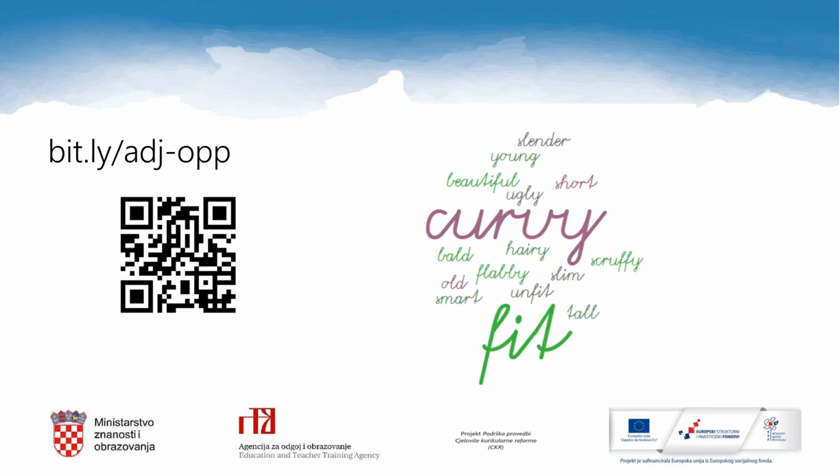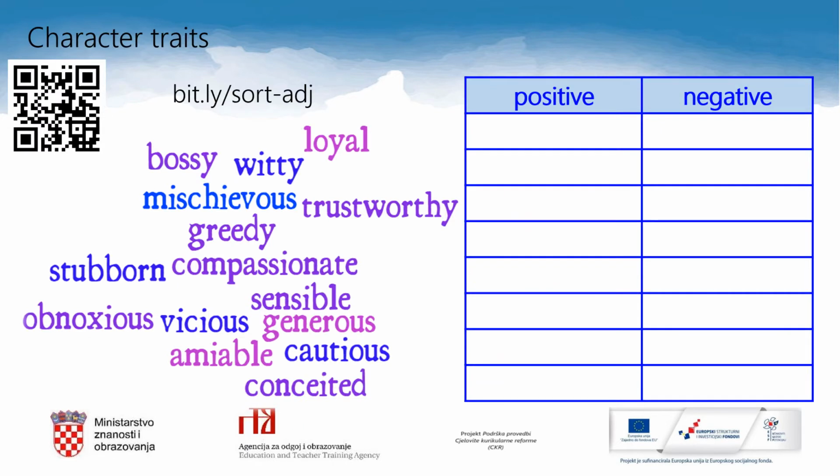Here are some more words to describe a person's general appearance. Can you match the opposites? Pause the video and type in the link or scan the QR code and do the task. Personality or character traits can be described with adjectives such as these ones. Now try to divide them into two groups, adjectives that describe positive character traits and the ones which depict negative characteristics. Pause the video, type in the link or scan the QR code and do the task.